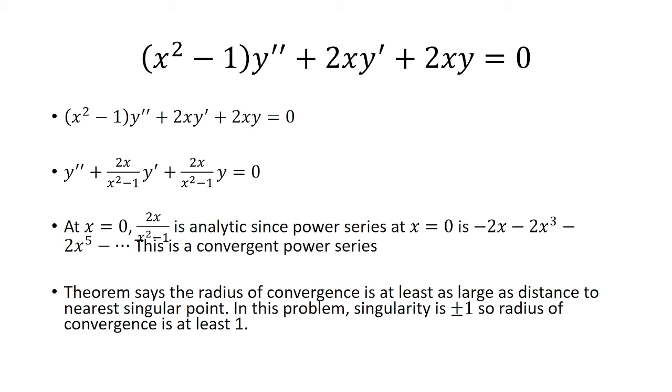And the theorem says that the radius of convergence is at least as large as the distance to the nearest singular point. In this case, a singular point is when x squared minus 1 is 0, which means x squared is 1, or x is plus or minus 1. So the singularity is plus or minus 1, so the radius of convergence is at least 1.